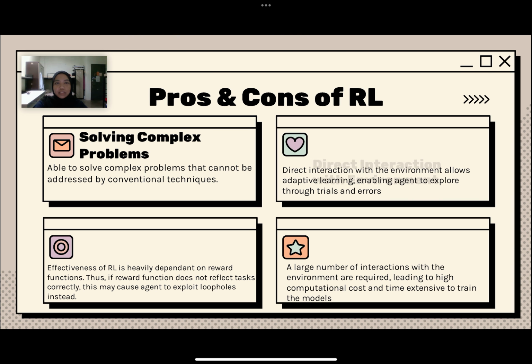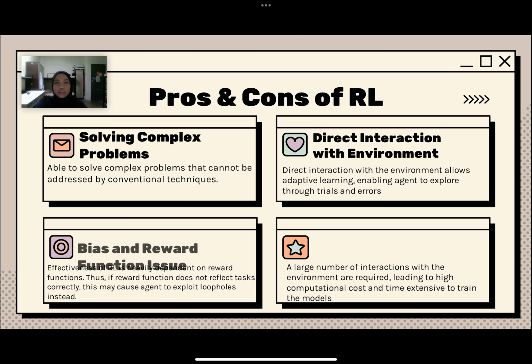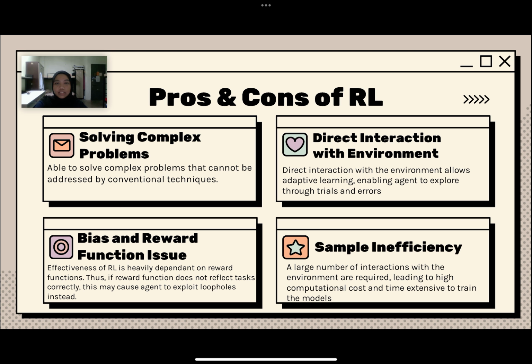Lastly, reinforcement learning is a great tool for solving complex problems as it requires direct interaction with the environment. But this method also faces the disadvantages of being too highly dependent on the reward function, and it requires a high computational cost and, at the same time, is time intensive.